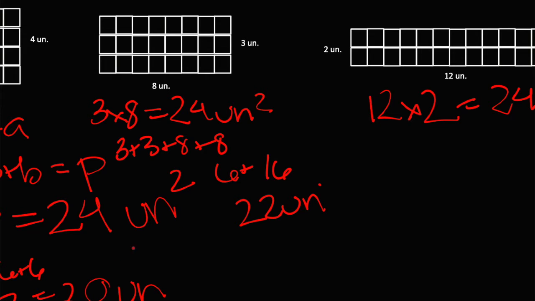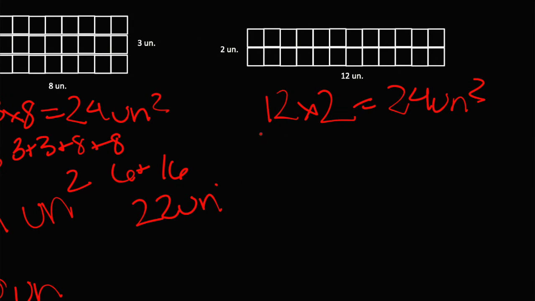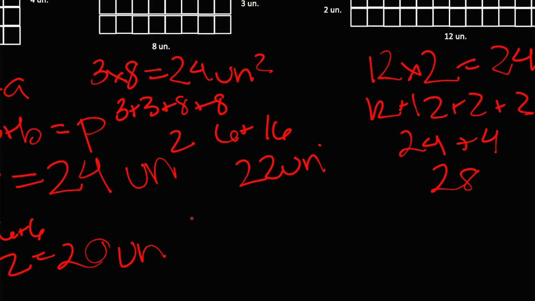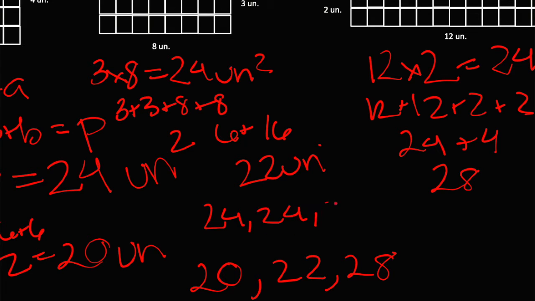You can already see that both of these are different. 20 and 22 are different numbers. So let's check the last one. We have 12 plus 12 plus 2 plus 2. 12 plus 12 is 24. 2 plus 2 is going to be 4. 24 plus 4 is going to be 28. So right here we have 3 different perimeters. We have 20, we have 22, and we have 28. So even though they all had an area of 24, 24, 24, they all have different perimeters.